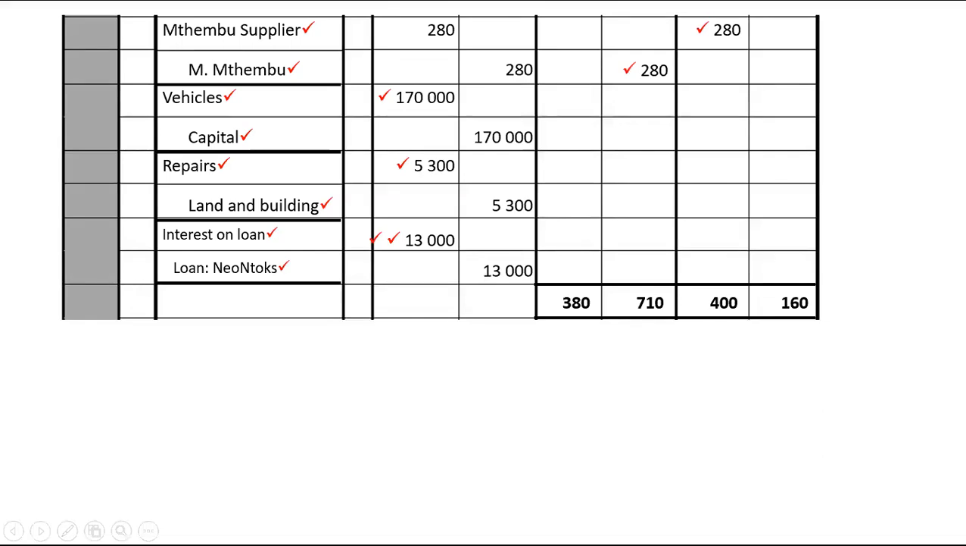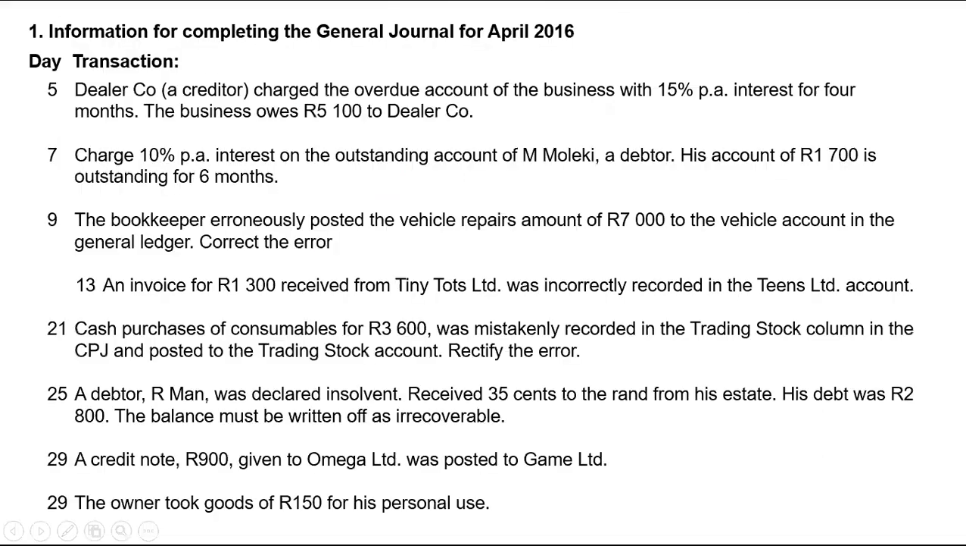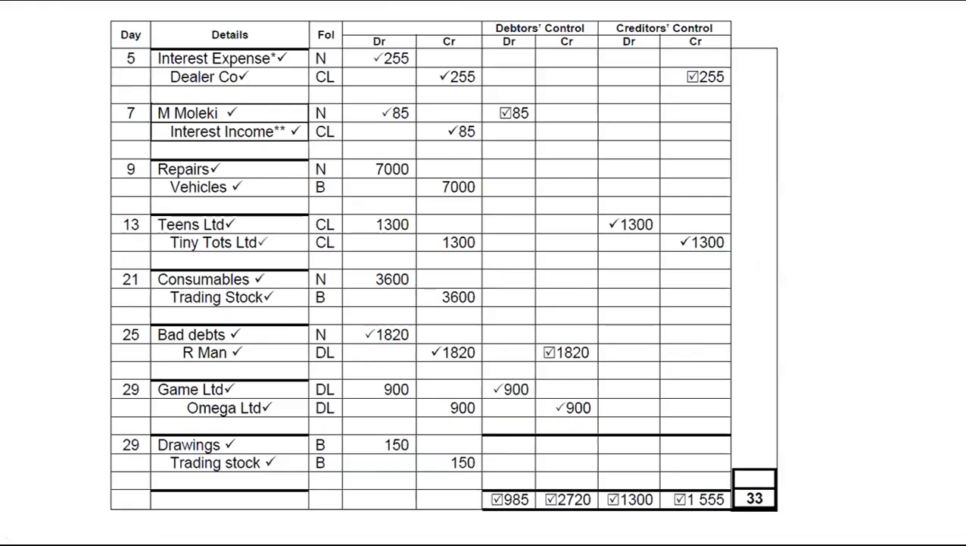Here's another question. Give yourself around 30 minutes to complete it. And then check out the solutions. These will be the solutions.